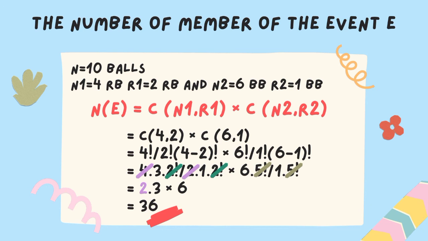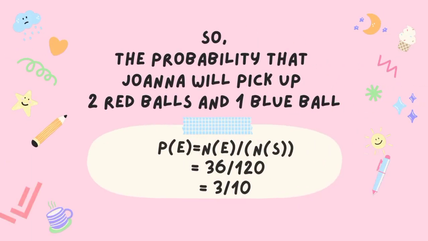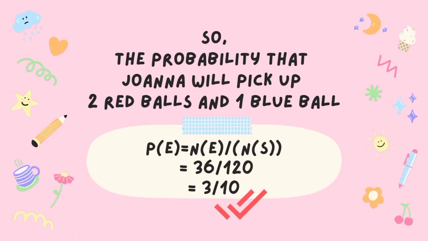So we can conclude that the probability that Juana will pick up 2 red balls and 1 blue ball to give to Haikal is P(E) equals n(E) over n(S) equals 36 over 120 equals 3 over 10.